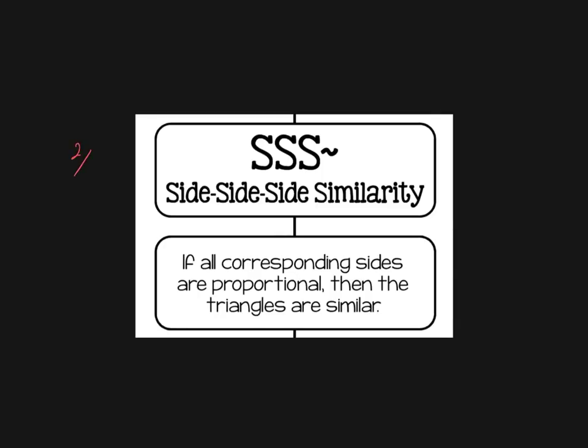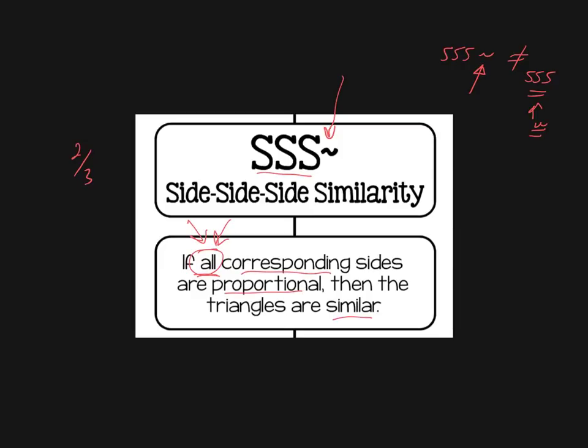Okay, so now on to the second of three ways we can prove triangles are similar, which is side-side-side. Now, don't confuse side-side-side similarity with side-side-side congruency. That was for proving triangles congruent. So it's important that you include the similarity symbol, because that's what distinguishes side-side-side congruency from side-side-side similarity. I would circle this: if all corresponding sides are proportional, then the triangles are similar.